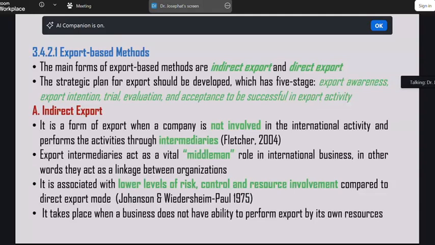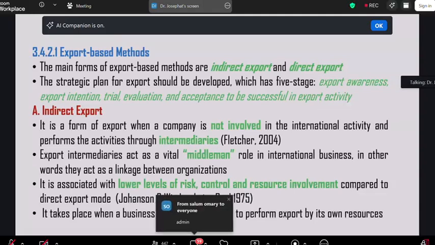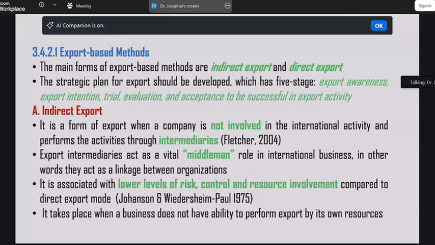The main forms of export based methods are indirect export and direct export. The strategic plan for export should be developed, which has 5 stages. Ya kwanza ni export awareness, export intentions, trial, evaluations, and acceptance to be successful in export activities. Cha kwanza lazima mjasiriamali ajiangalie, ajiassess awareness yake on the part of export activities, as well as intention yake ya kuweza kuexport, akaweza kufanya trial, then afanye evaluations, acceptance to be successful in export market.